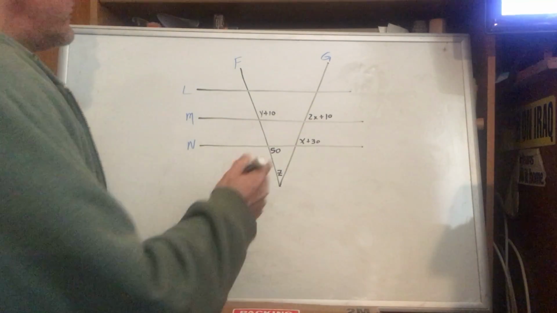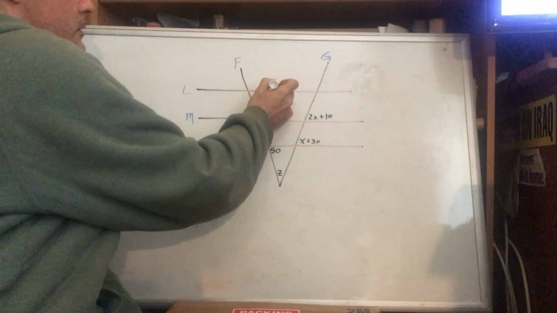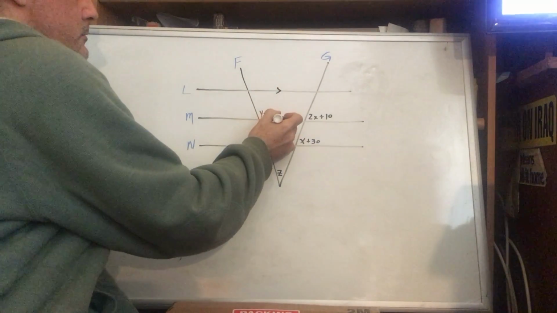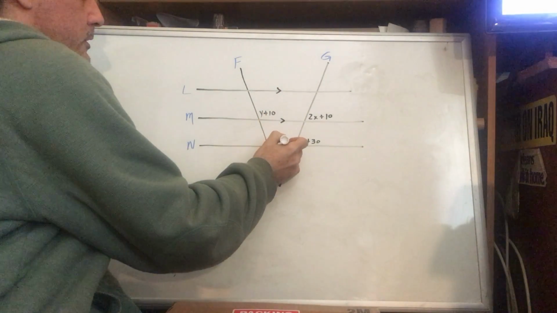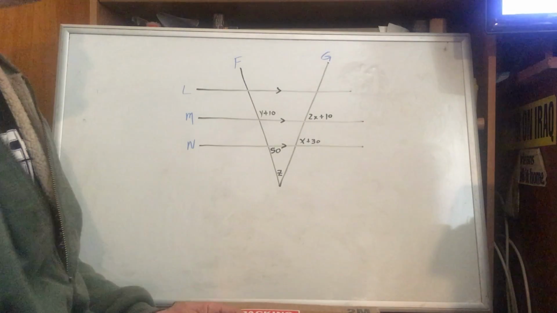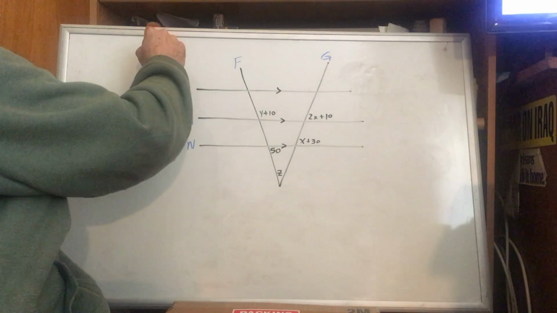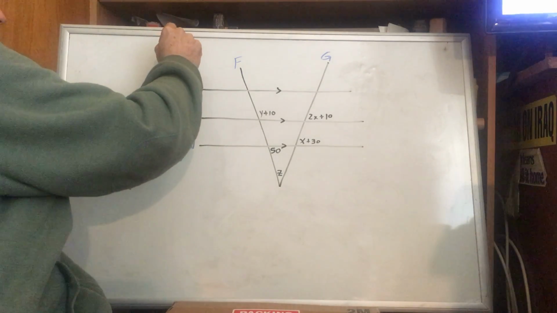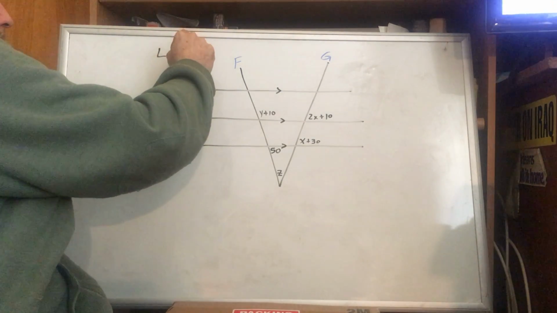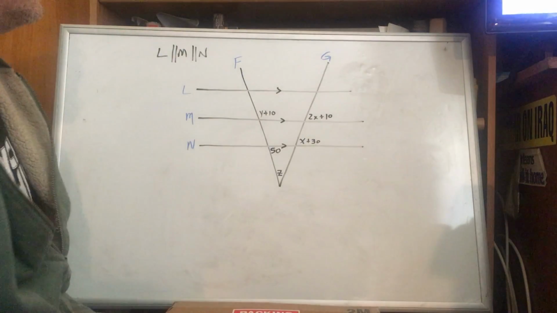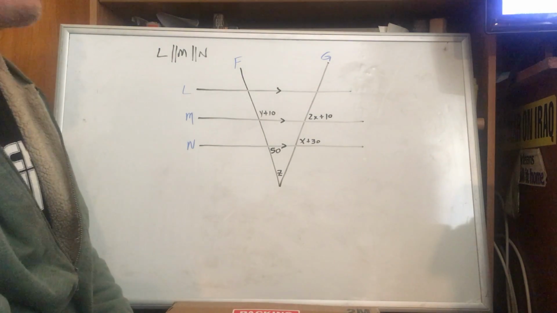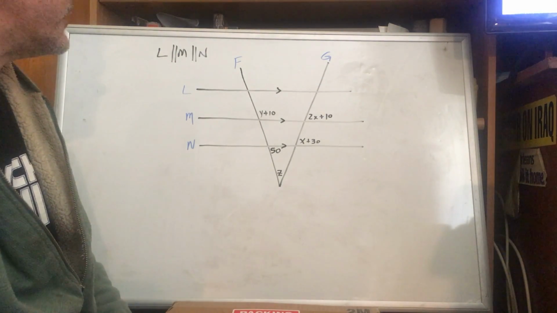So what we can do to indicate that, if you remember, is just draw some little arrow marks like that. We could also make a statement over here that line L is parallel to line M, which is parallel to line N. So just to review a few things.